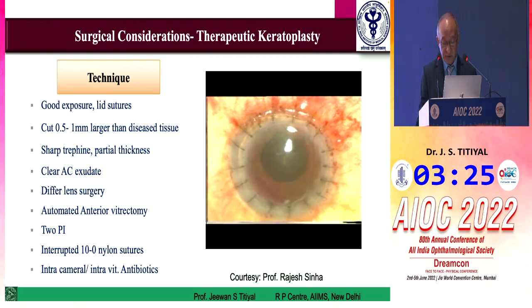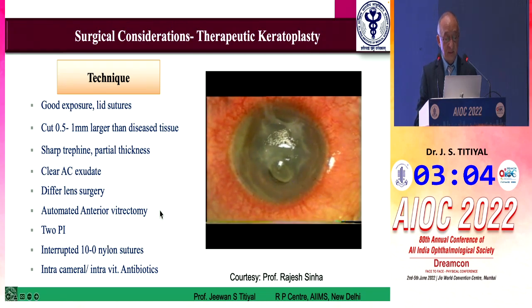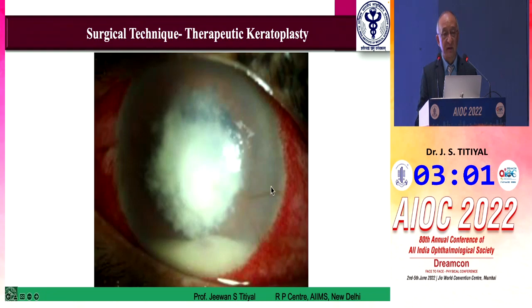Intrepid sutures should be put, if possible, 10-0 nylon sutures, and don't hesitate in putting more sutures in these cases. Titration of suture strength is also difficult because the host may be edematous. Similarly, the graft may also be edematous in these cases. So you may be required to handle suture adjustment in the post-op period quite regularly in these cases. And sometimes the sutures are one indicator telling what is going to happen in the post-op period.